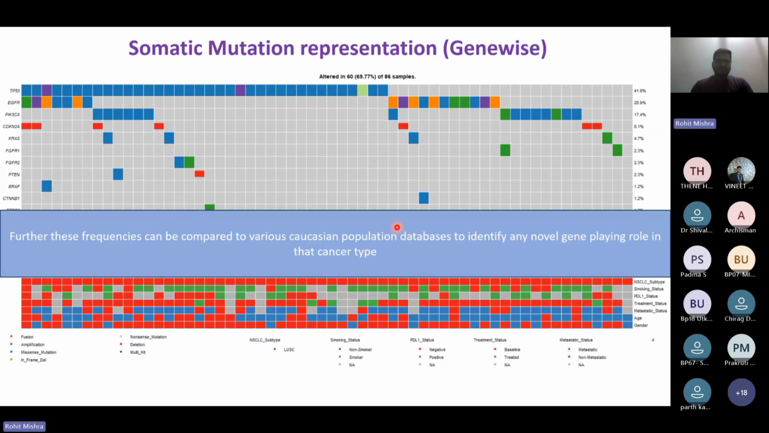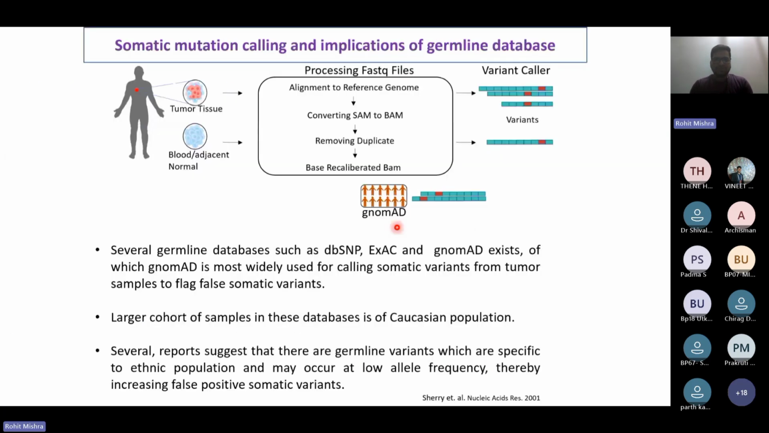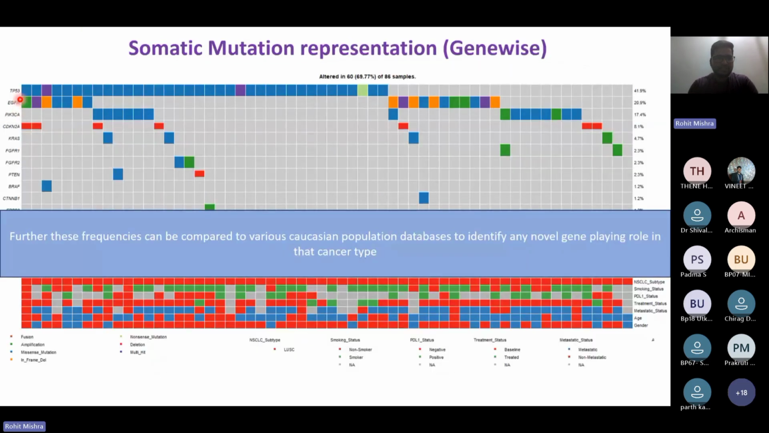So when I say that these somatic variant calls were made, how exactly is that data represented? I showed you the EGFR gene, and this is how exactly the data is represented. If you see over here, this is a heat map which shows that 86 samples were sequenced, and of those only 60 samples have at least one mutation. So TP53, if we look, is altered, mutated in 41.9% of samples. This is exactly what we want to know.